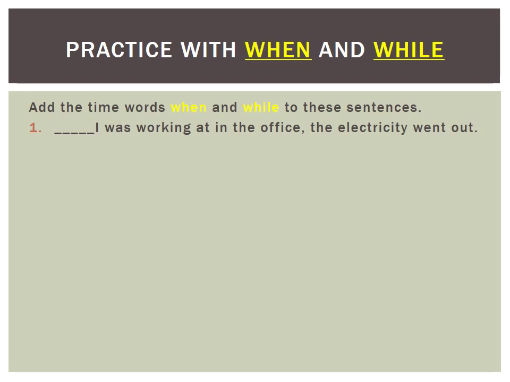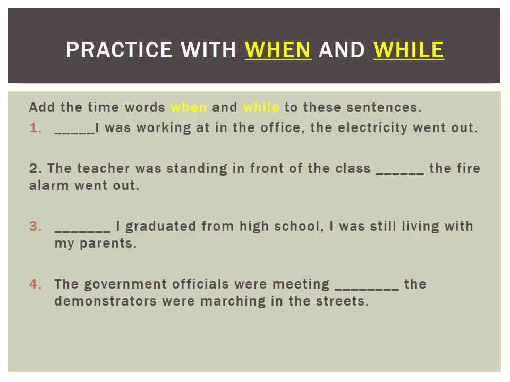Now we're going to add when and while to these sentences. Remember to use when with the simple past time and while with the past progressive. Number one, while I was working in the office, the electricity went out. Number two, the teacher was standing in front of the class when the fire alarm went out. Went is the simple past form of go, so our clause is going to begin with when.